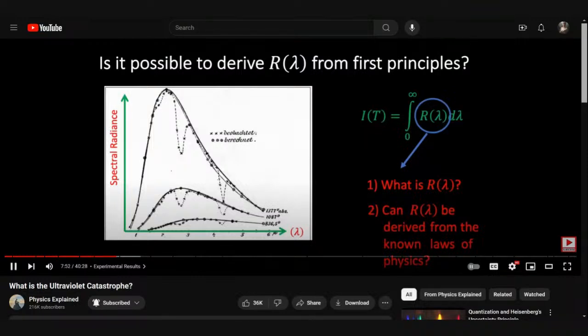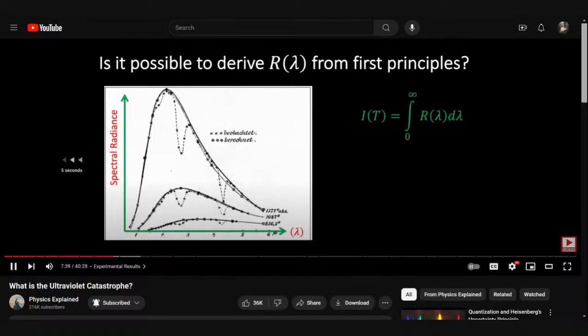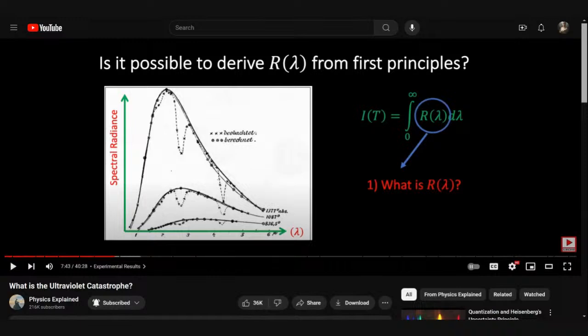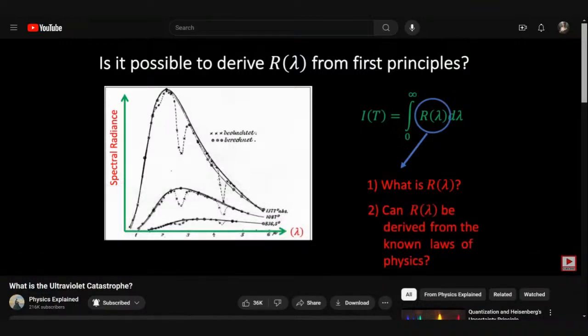This is what Rayleigh... what do you mean, what is the radiance? They wanted to know what the spectral radiance function was. And secondly, they wanted a mathematical description, and to be able to derive that description from a theoretical foundation, using the known laws of physics. And so this is what Rayleigh and Jeans did.